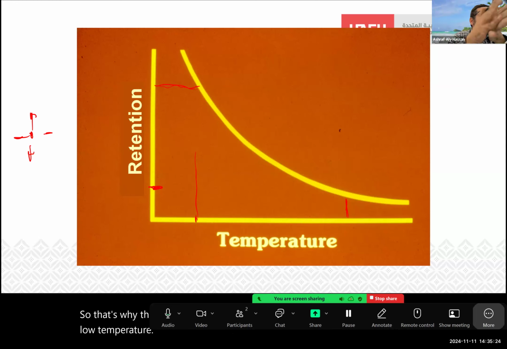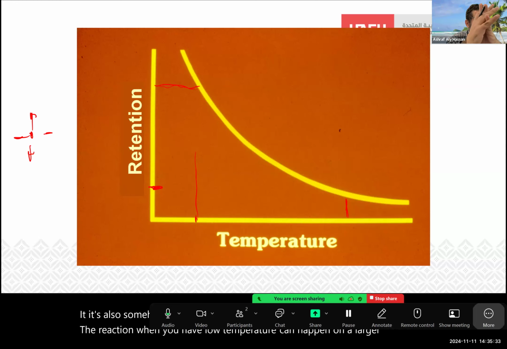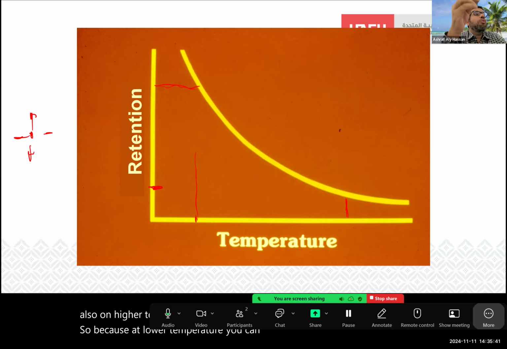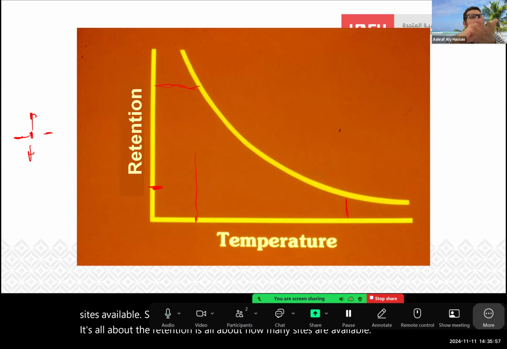It also applies to chemisorption, because the reaction when you have low temperature can happen on a larger scale than at higher temperature. At lower temperature, you can have more reactions, so more sites available, while at higher temperature you don't have that many sites available, so the retention is decreased also in chemisorption. The retention is all about how many sites are available for the molecule to stay on.